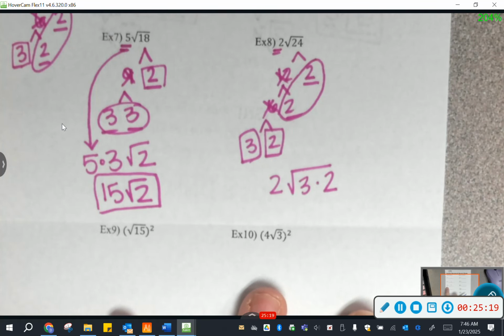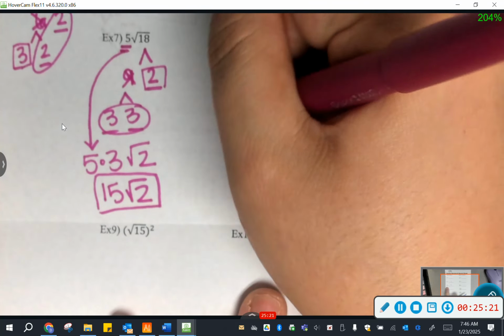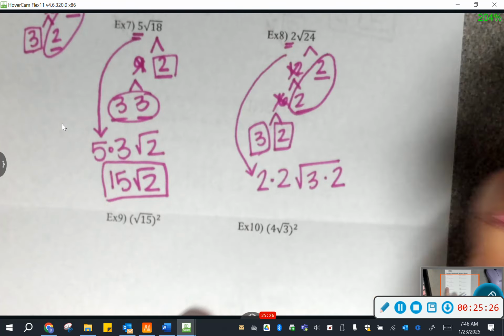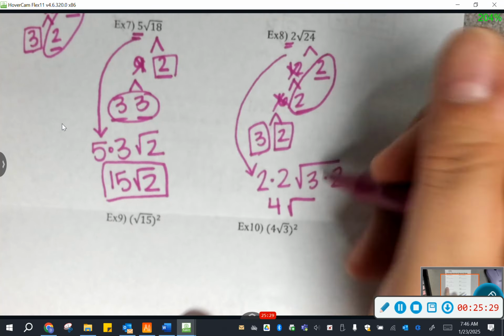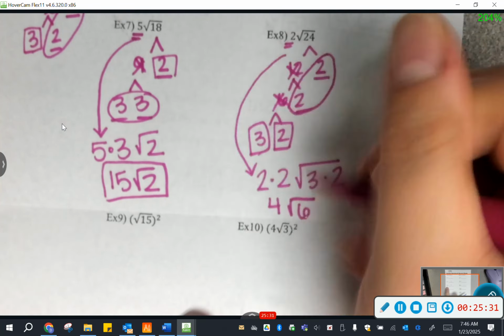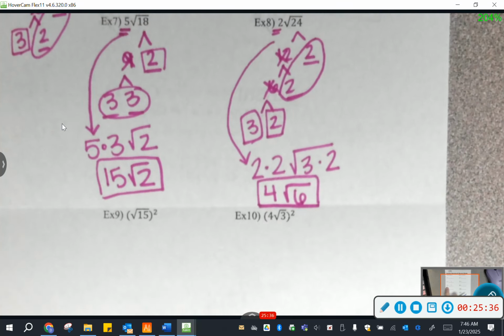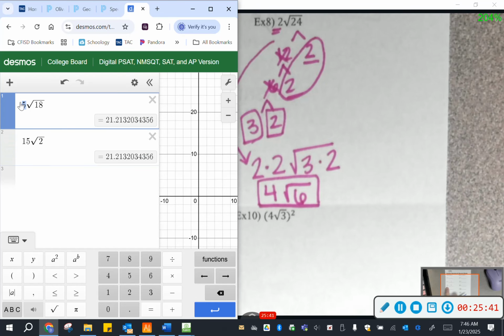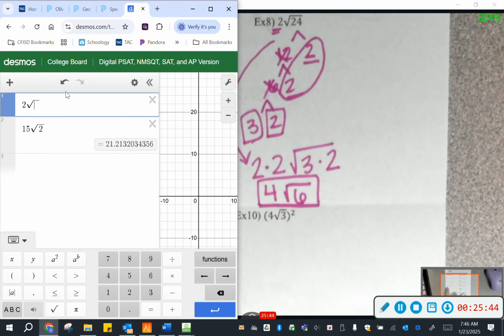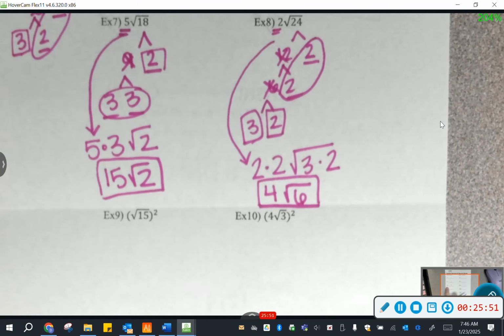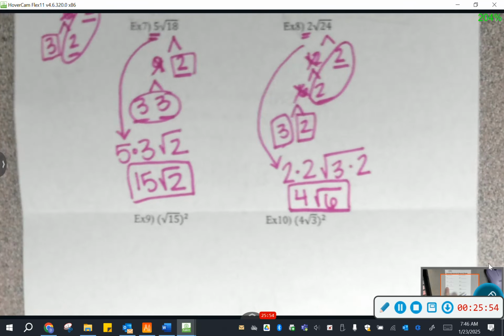What am I forgetting? My 2 up top also needs to come down. So what is 2 times 2? And what is 3 times 2? So this is 4 square root of 6. And then check it. By the way, you're always going to catch me checking just to make sure I don't make a mistake too. 4 square root of 6. Are they the same? Yep. We're good.